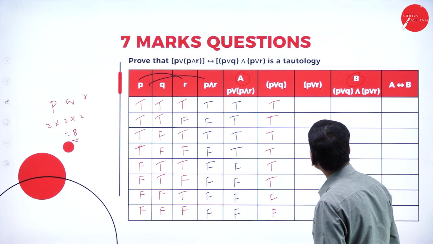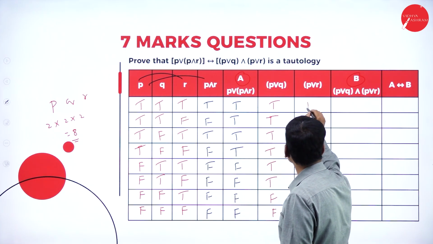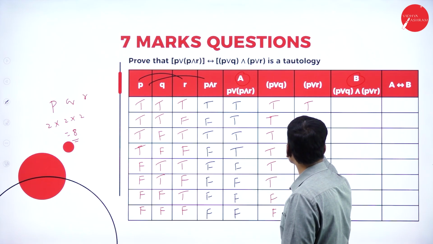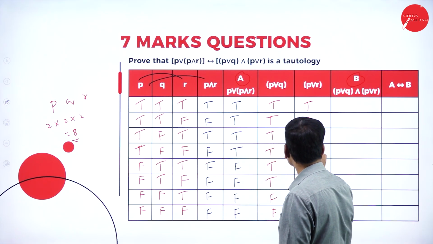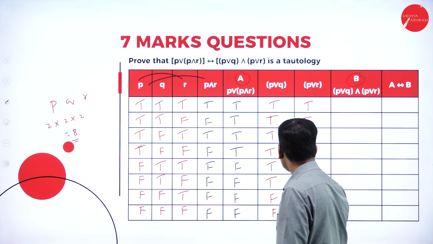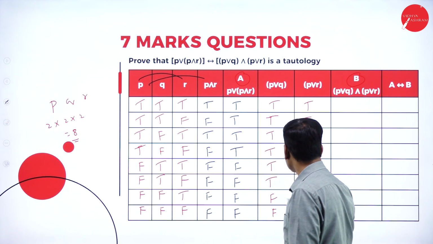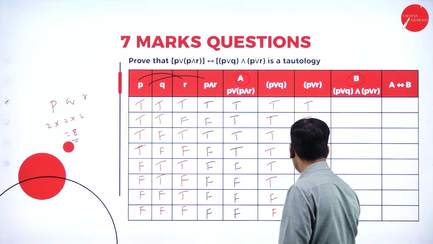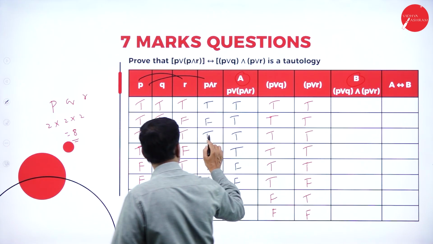Now, again, the disjunction between P and R for these two. True and true is true. Again, true and false is also true. True and true is also true. True and false is also true. False and true is also true. Again, false and false is false. Then, false and true is also true. Again, false and false is equal to false. Right. So, that is for P and R.